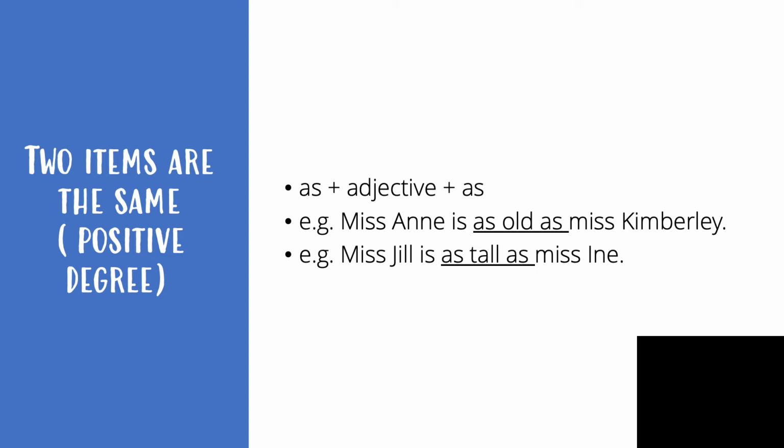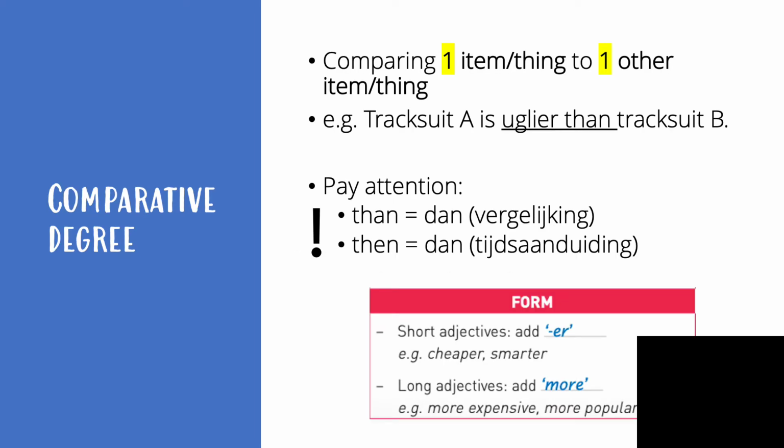Hoe doe je dat dan als twee dingen dezelfde waarden hebben? Dan zeg je as adjective as. Goed opletten, as met 1 S, want anders heb je een probleem en dan gaat het over iets helemaal anders. Dus if you want to compare two things which are the same, you say as, for example, old as.